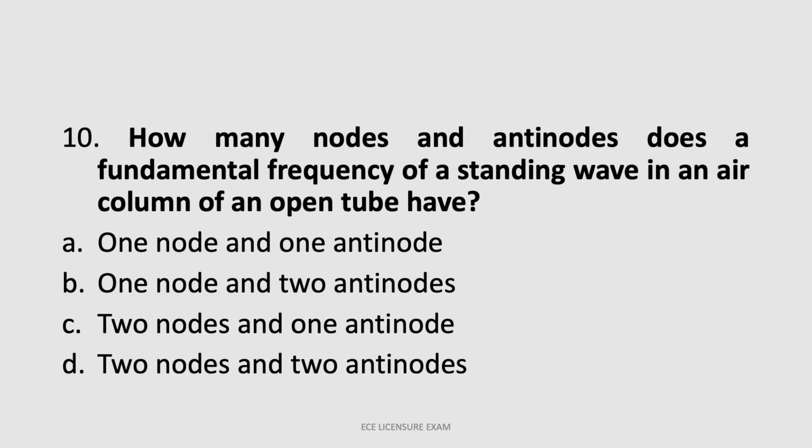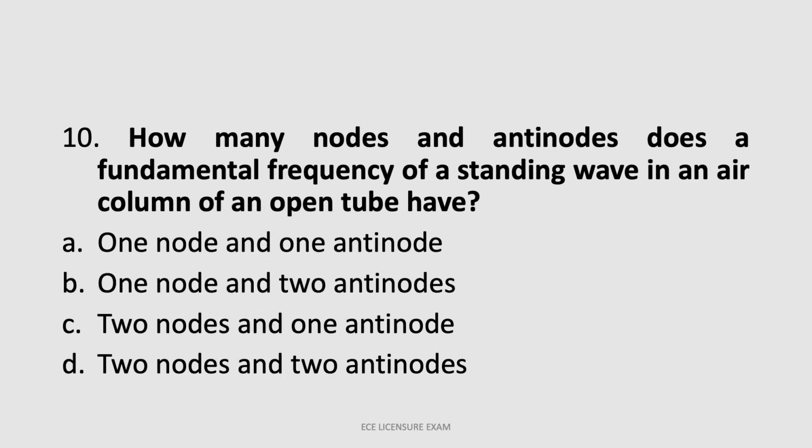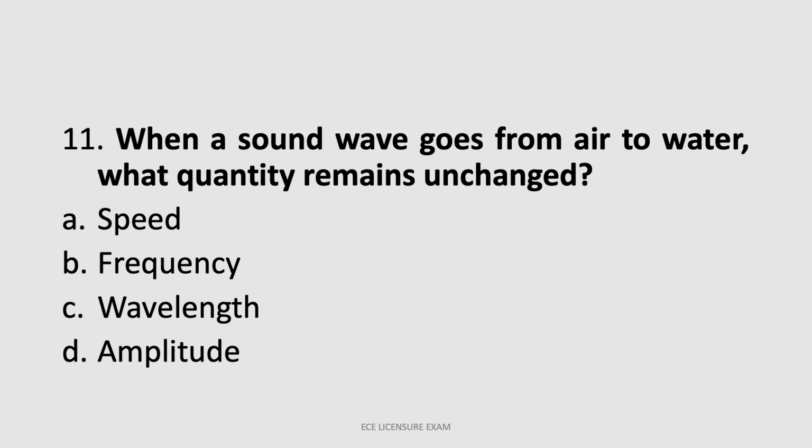How many nodes and antinodes does a fundamental frequency of a standing wave in an air column of an open tube have? 1 node and 2 antinodes. When a sound wave goes from air to water, what quantity remains unchanged? Frequency.